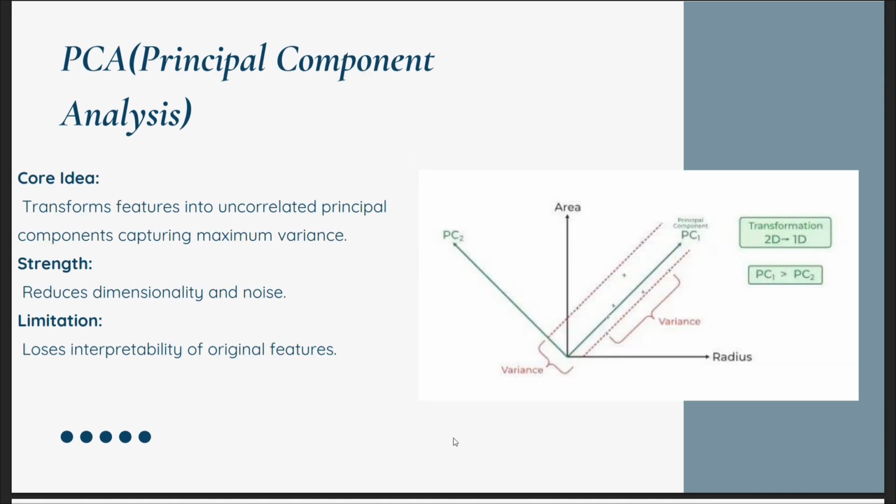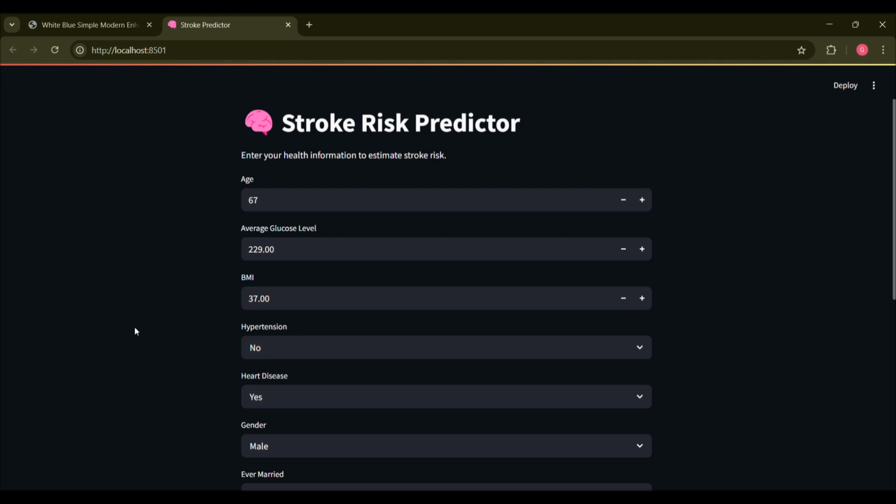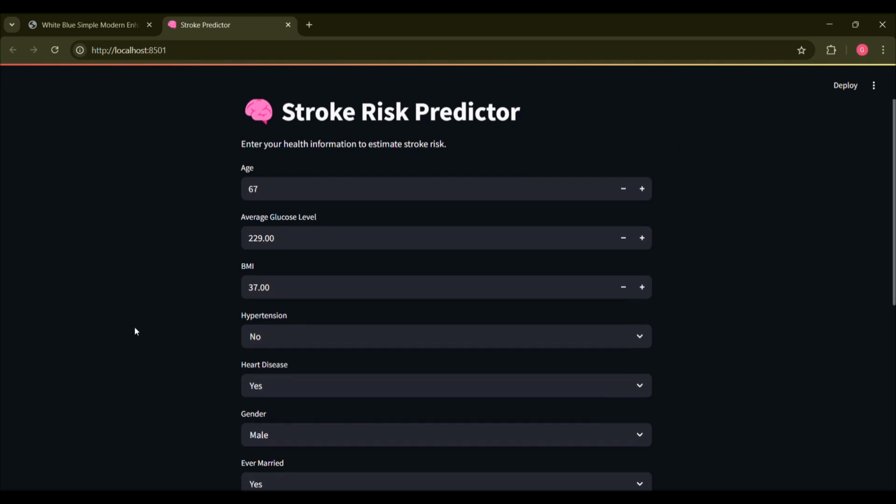Then we have also used a reduction technique like PCA. PCA is an unsupervised method that rotates the data to align with the direction of highest variance. It helps reduce dimensionality, making models faster and sometimes more accurate. However, the new features are linear combinations of original ones, making it harder to interpret the results in domain terms. So this is our stroke risk predictor.